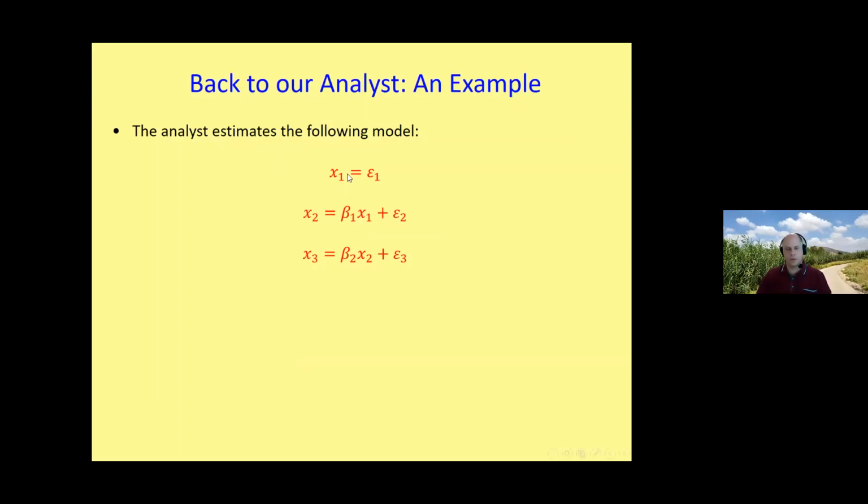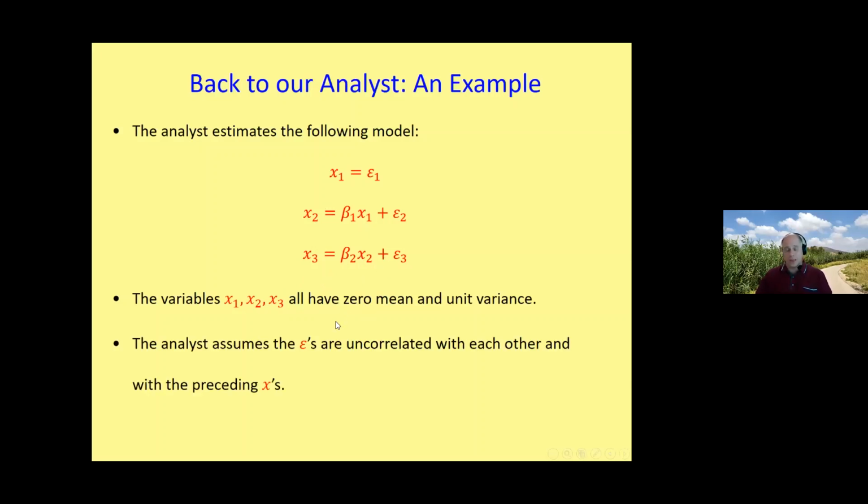It has 3 equations. The first equation is degenerate, so it's essentially a 2-equation model where you regress x2 on x1, and then you regress x3 on x2. And normalize all the variables so that they have 0 mean and unit variance. Essentially, the identifying assumption of the model is that the analyst assumes that those epsilons are uncorrelated with each other and with the preceding x's. Think of the epsilon as being assumed to be independent. It's a stronger assumption. But that's the analyst. It's not us who make that assumption. The analyst makes that assumption. And if the assumption is wrong, then he has a misspecified model.